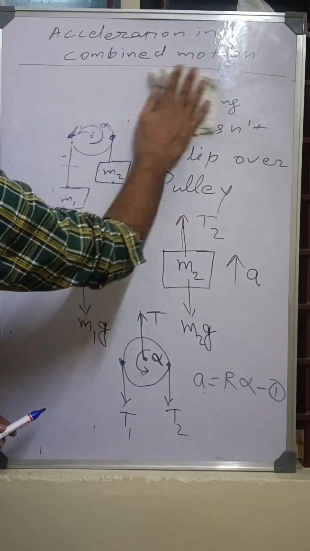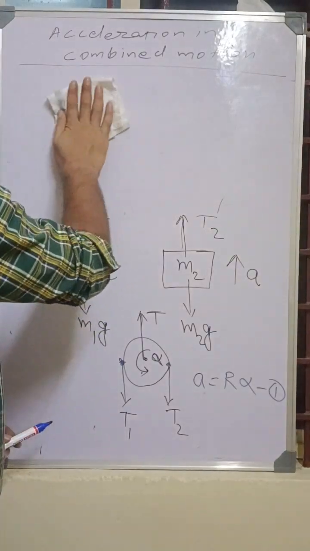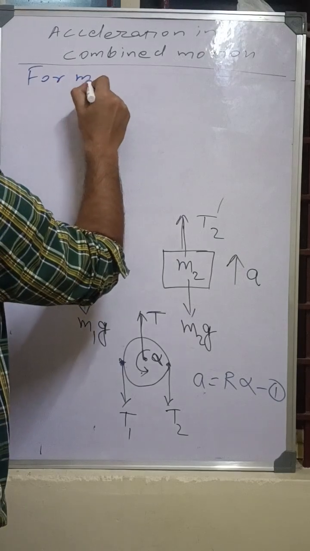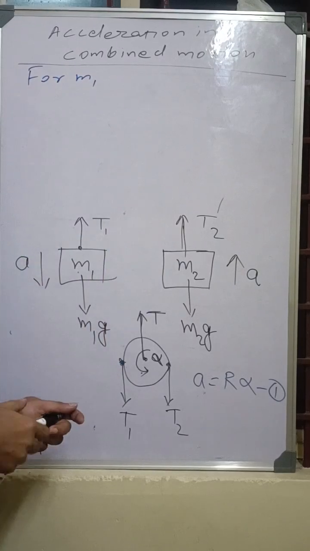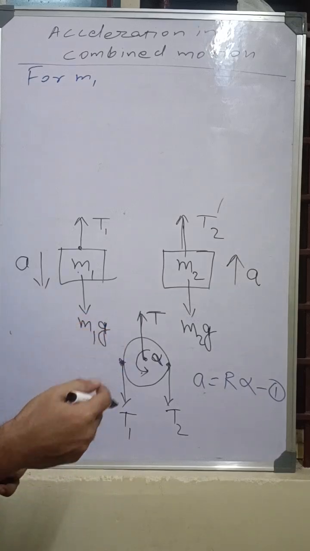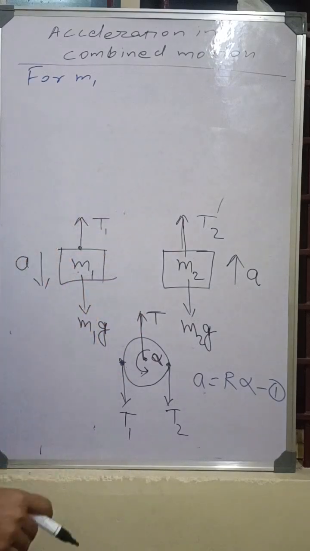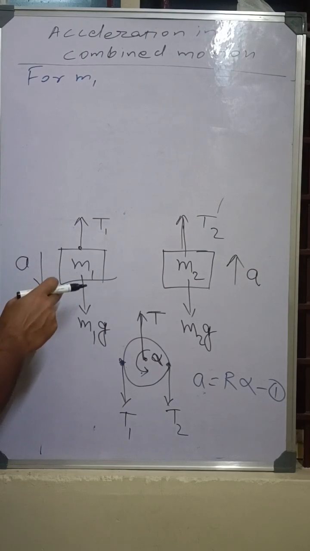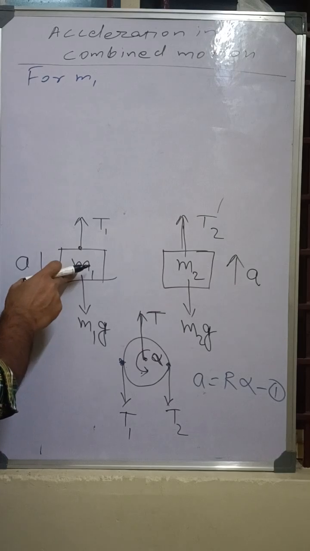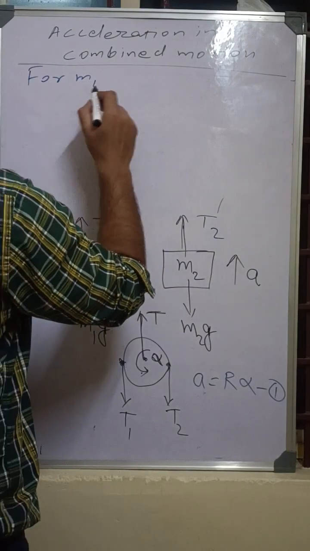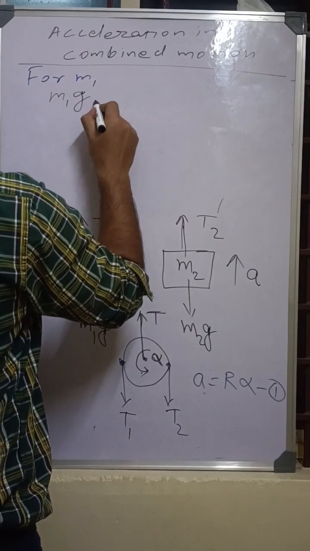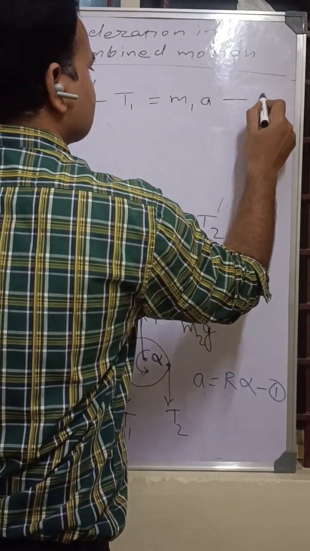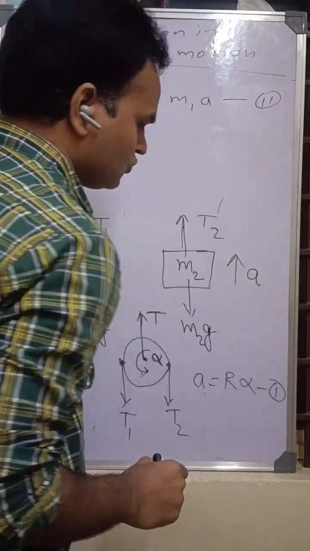I'm going to erase this. So for M1, if we write the equation of motion, Newton's second law, then net force equals mass M1 into acceleration A. As M1 is translating only, we have to write the translational equation of motion for M1 only. So for M1, M1G minus tension T1 equals M1 into A. This can be called equation 2.